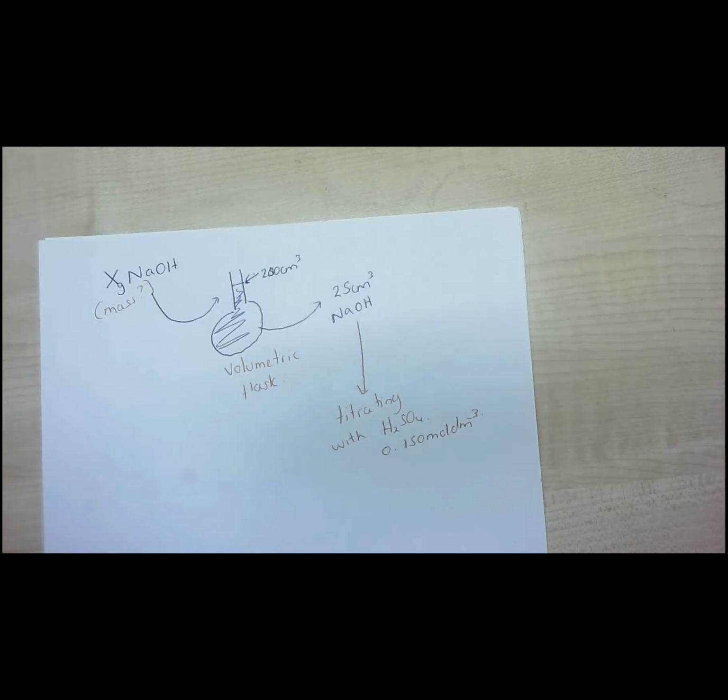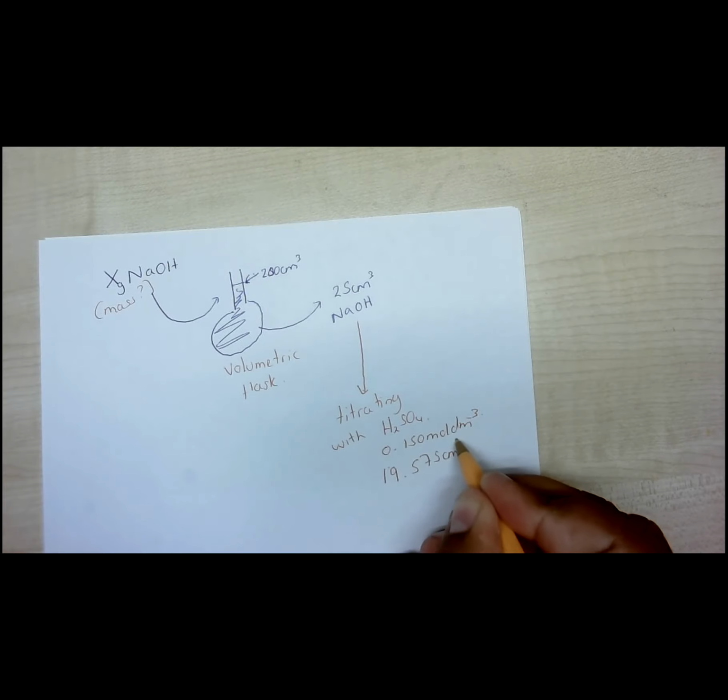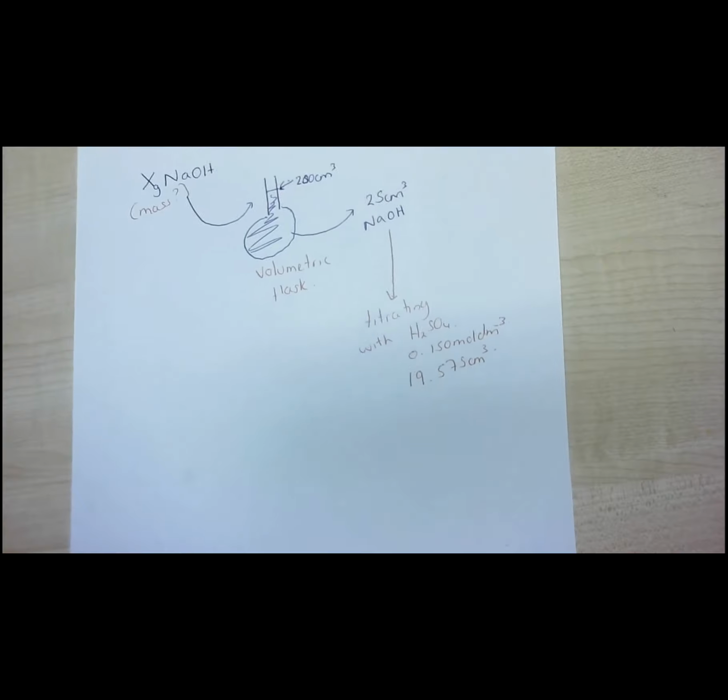Right, I'm now going to go back to my piece of paper and carry on with actually answering the question. We also know now that we have a titre, so we're going to use the two titres, like I said: 19.60 plus 19.55, divided by 2. So the actual titre for the sulfuric acid is 19.575 centimeters cubed. Okay, so that is what we have so far.